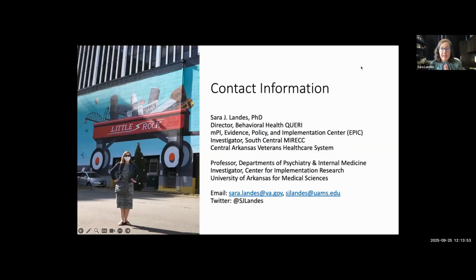So I'm Sara Landes. I chose this picture from during the pandemic because we have this cool mural here in Little Rock, and I have yet to make my way back to get a non-pandemic picture.